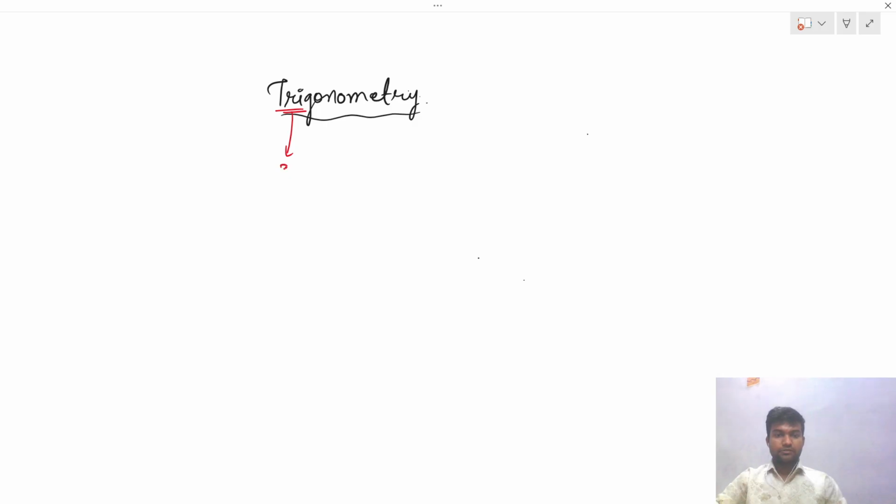Tri means three. Okay? Three. And gon means sides. Three sides. And metry means measure. Okay. So, what is trigonometry? Trigonometry is three sides of a triangle, or actually a right angle triangle.